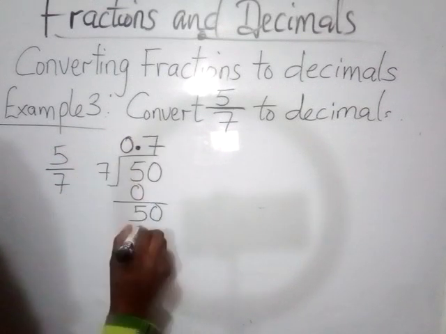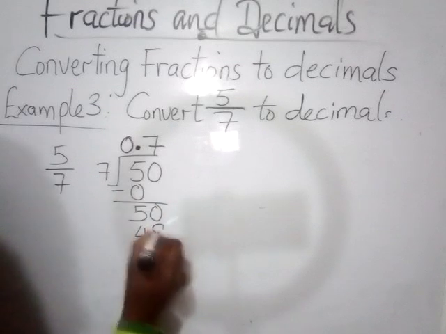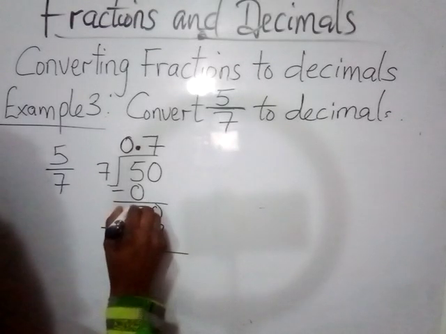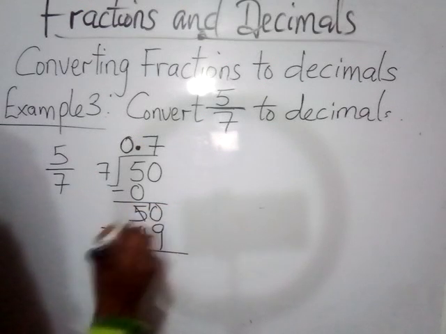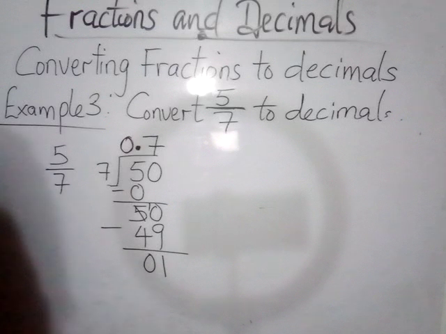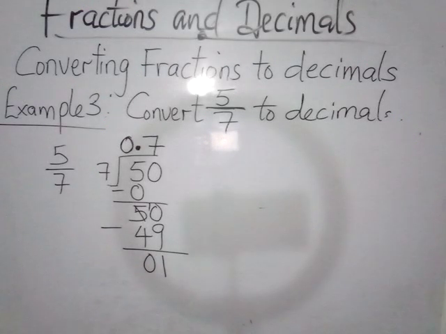So 7 times 7 is 49. What do you do? You subtract. We take 5 here, take 1 there. So you have 10 minus 9 is 1. 4 minus 4 is 0. Okay?